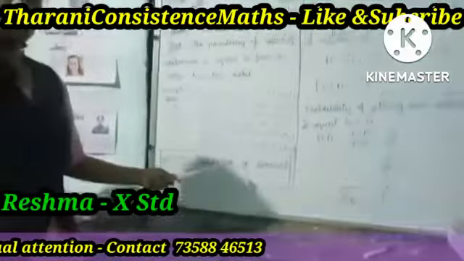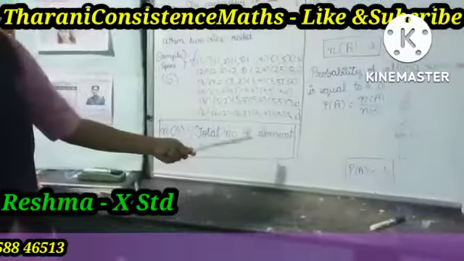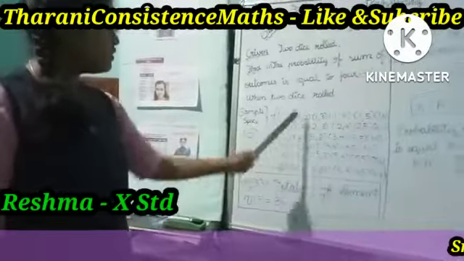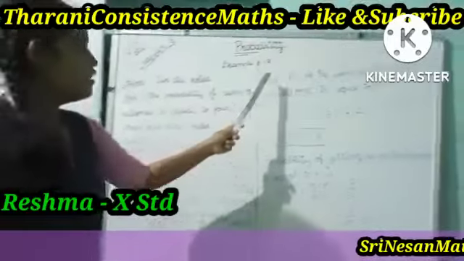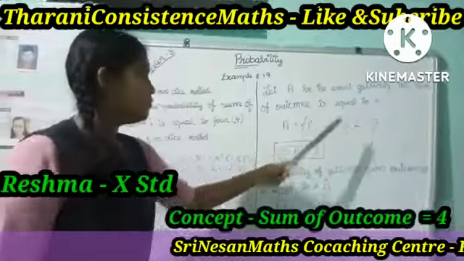N of S, the total number of elements. N of S is equal to 36. Let A be the event of getting the sum of outcomes equal to 4.